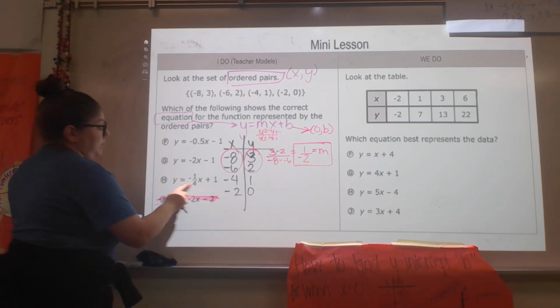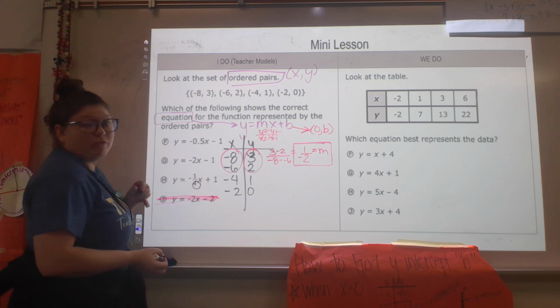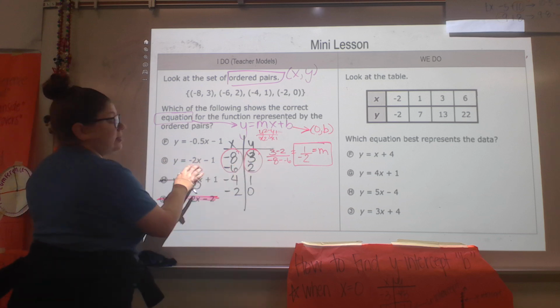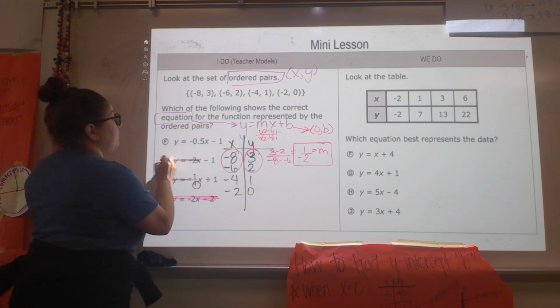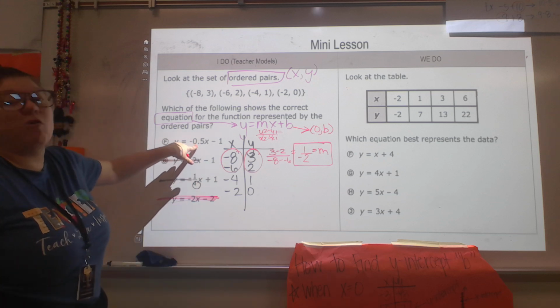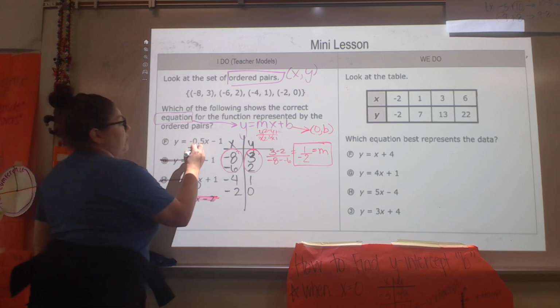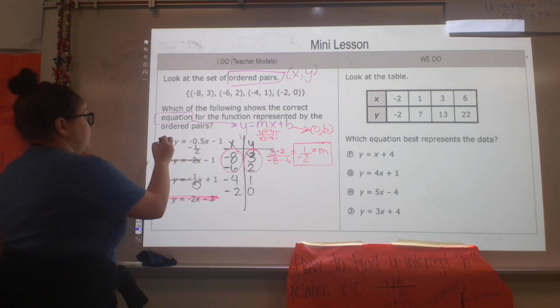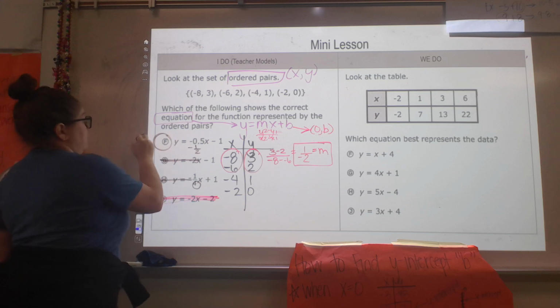So let's look at my answer choices. We know it cannot be H because that's negative 1/4. We know it can't be G because that's saying negative 2. We want negative 1/2. This one's still kind of trying to trick us. It says negative 0.5. Remember, negative 0.5 is the same thing as negative 1/2. It doesn't matter if we use fractions or decimals. My answer here is F.